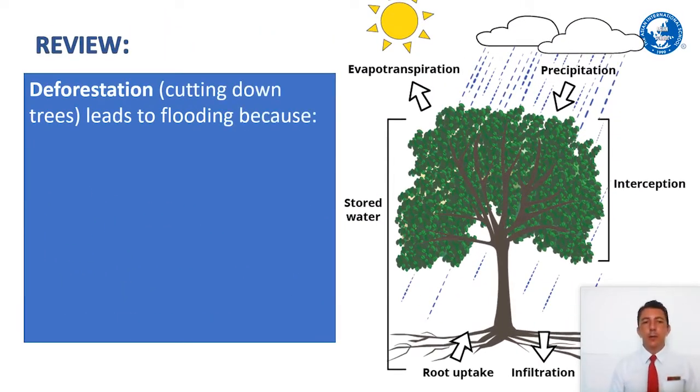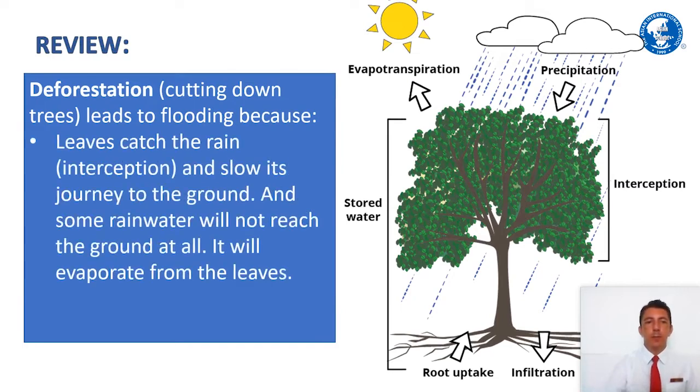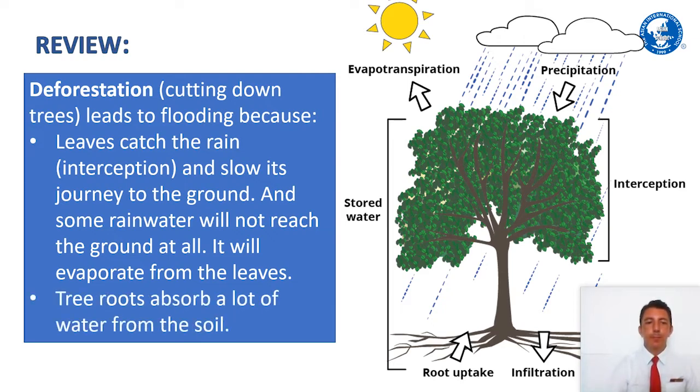Deforestation, cutting down trees, leads to flooding because leaves catch the rain. We call this interception. So the trees act like an umbrella. They intercept or they catch the rain before it reaches the ground. This slows its journey to the ground, and some of that rainwater will not reach the ground at all. Instead, it will evaporate from the leaves. Tree roots also absorb a lot of water from the soil.